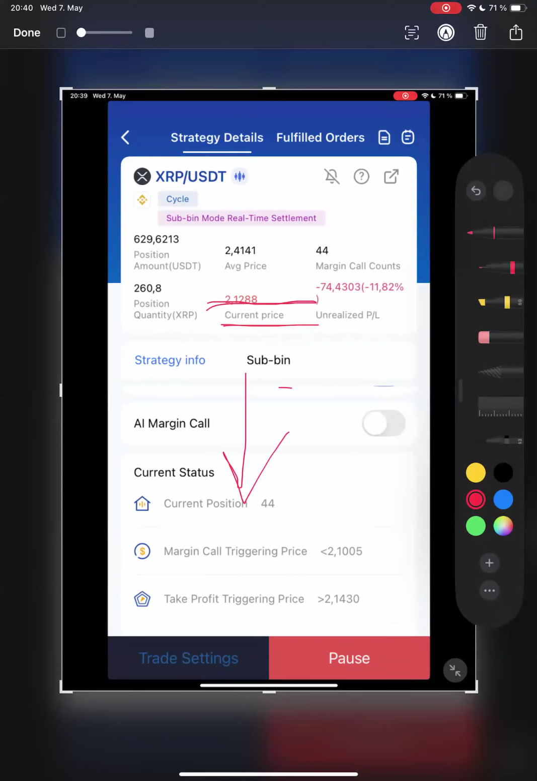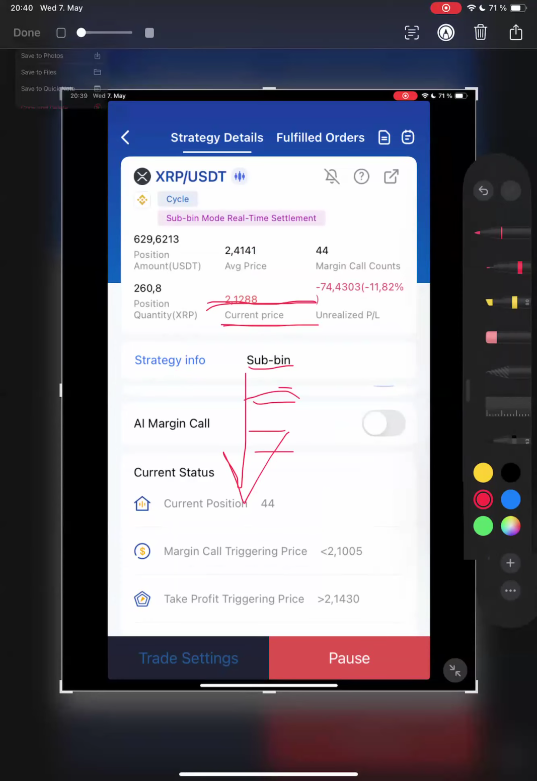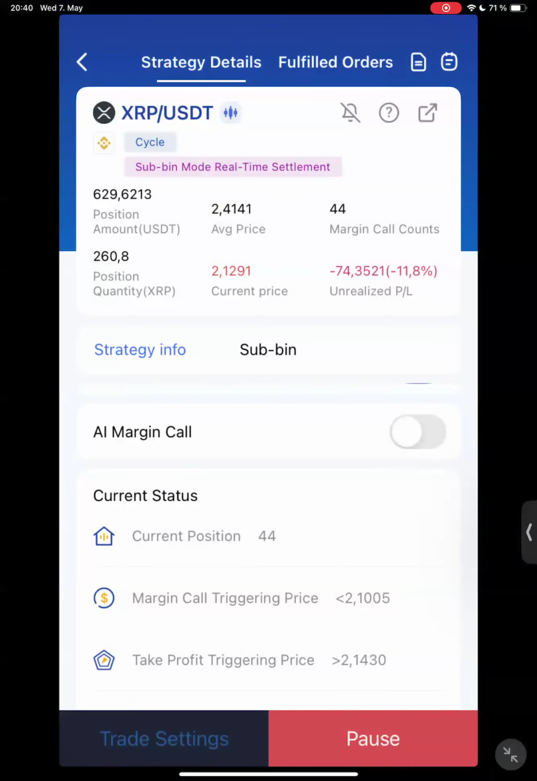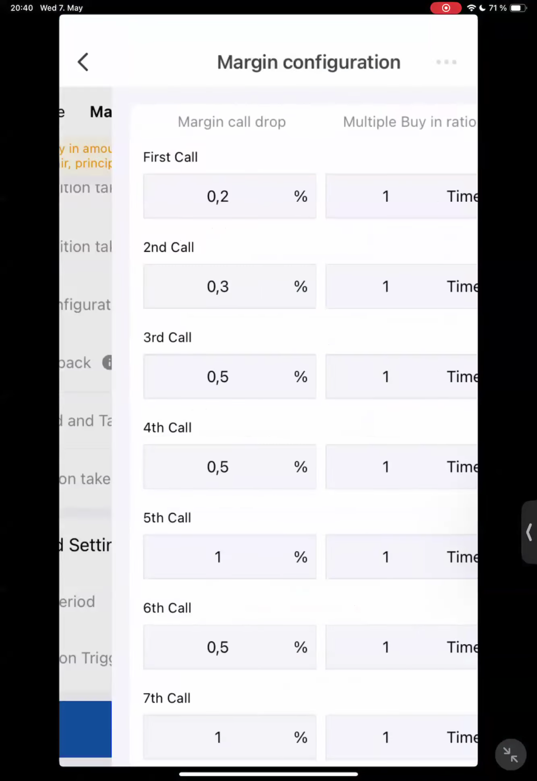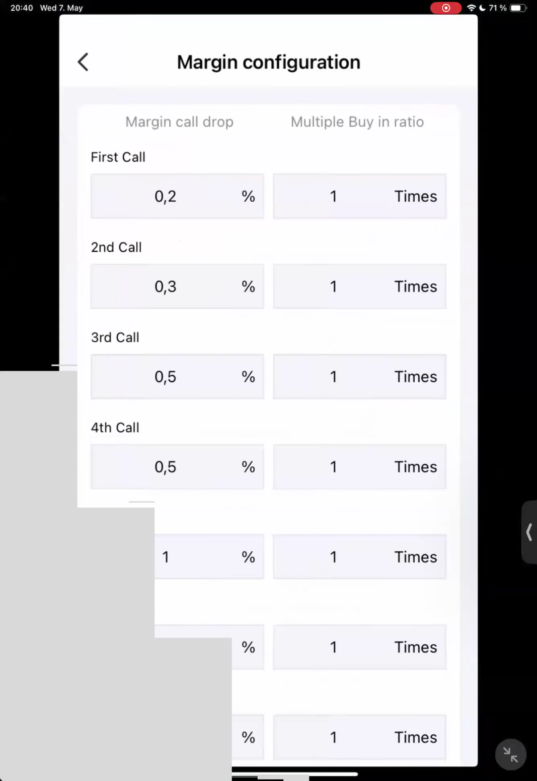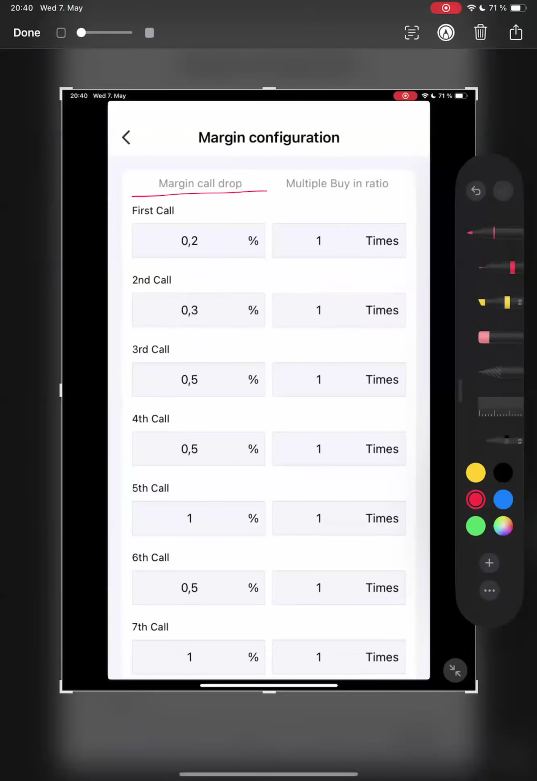So when it depreciates like that, the robot is designed to buy at different call drops. What does call drop mean? Let's go to trade settings. I'll show you under the margin configuration. So this is the margin call drop.